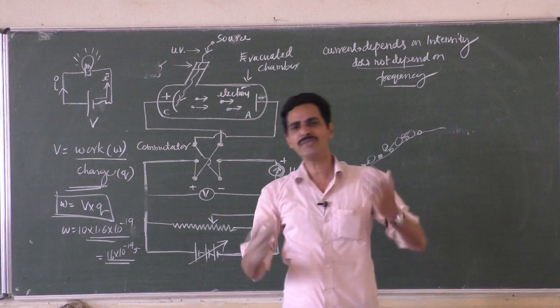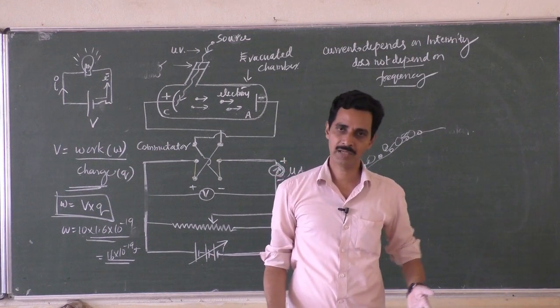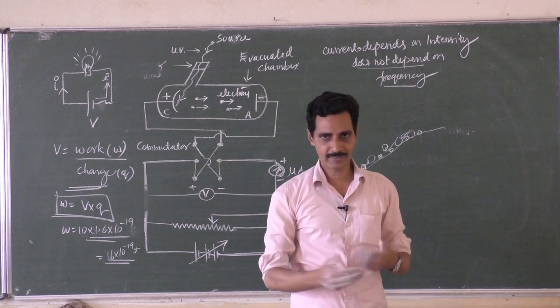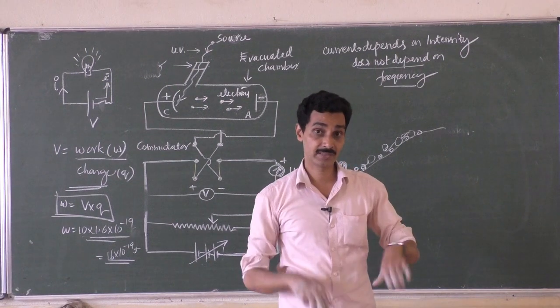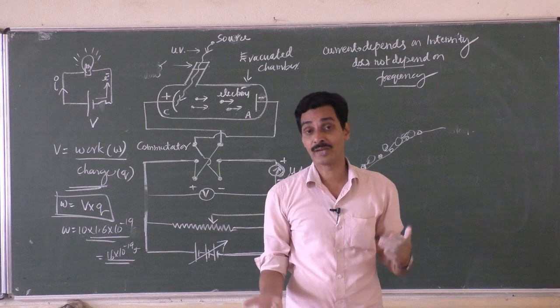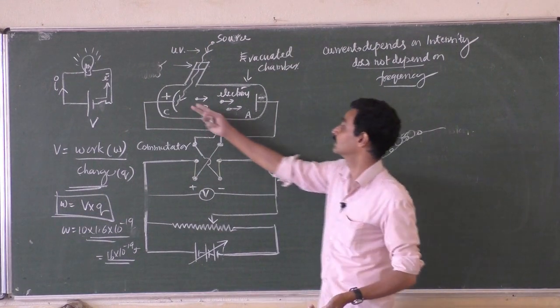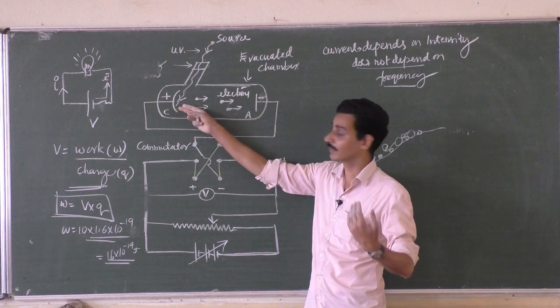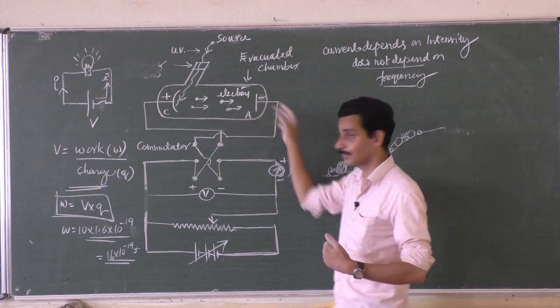Father has given you enough money, 150 rupees. For traveling you need 80 rupees, but your father has given 150. So how much do you need, and how much do you have as kinetic energy? 70. You have enough energy, so you can come out of the cathode and start moving.